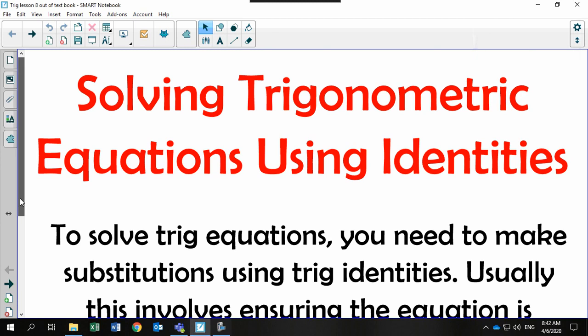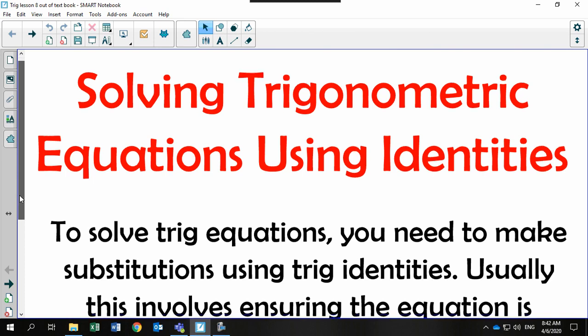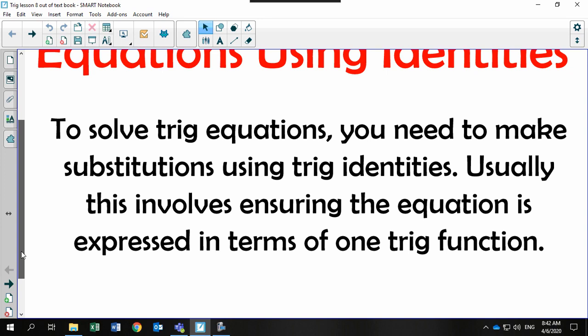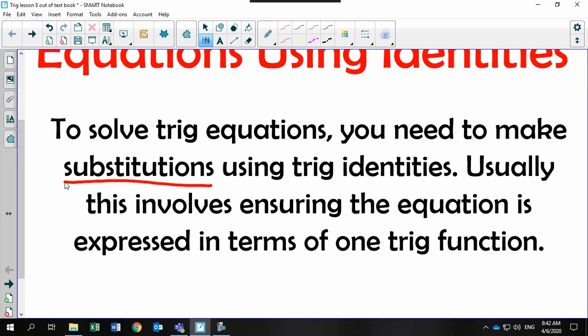Good morning, Math 30-1. Today we are going to be doing our last lesson of Trig 2, which is solving trigonometric equations using identities. Now, when we're solving these trig equations, you need to make sure that you are going to be using some substitutions using trig identities. So that whole right column on your formula sheet, we're going to be now using those to help us solve.